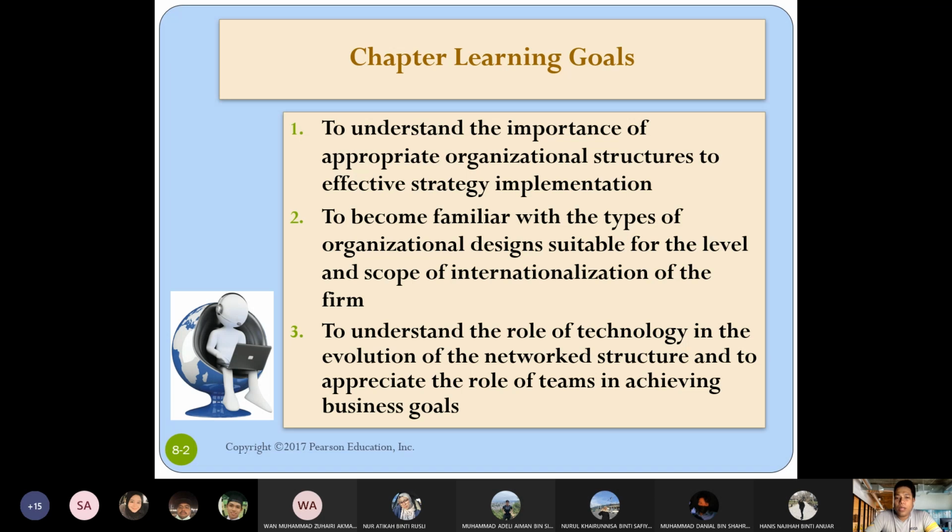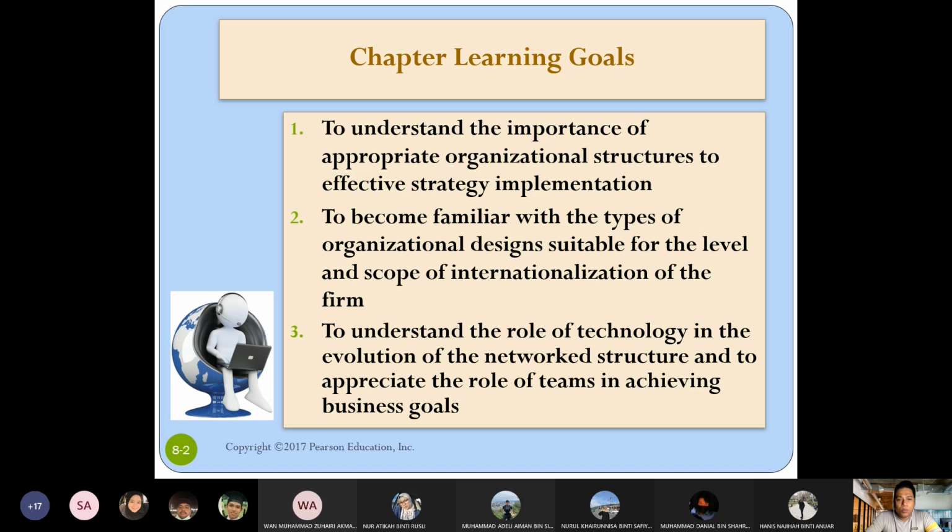Here we try to understand how important the organizational structure is, to make sure it gives effective strategy implementation for the organization. That's the first learning goal.